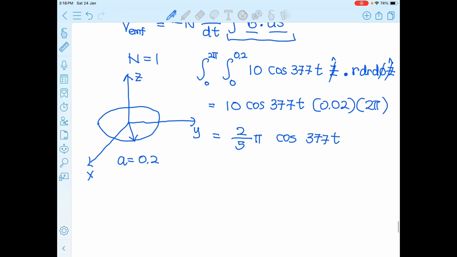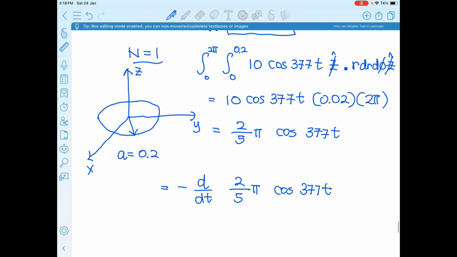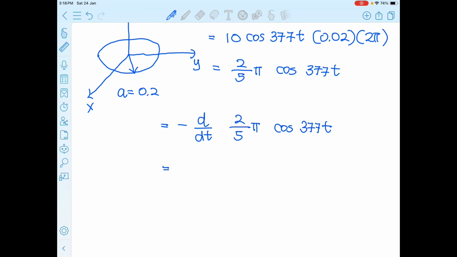Now we are going to do the differentiation. Because the N is equal to 1, we have this d/dt of 2/5 pi cos 377t. So you need to differentiate with respect to t. Here I take out the 2/5 pi because it is a constant, so cos will become sine, at 377t.